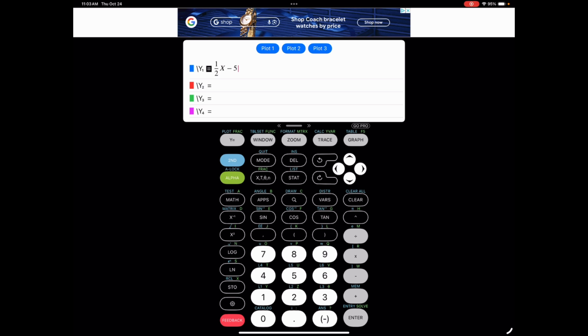Now, step 3 in your notes says to click zoom, then 6 to preview what the graph will look like in the standard graphing window. So we're going to follow those directions here on the calculator.